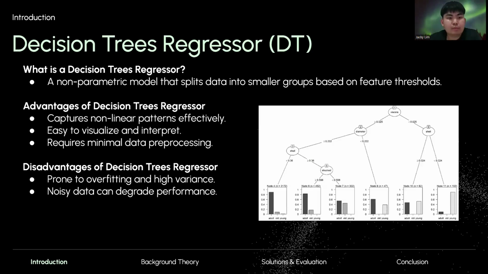Next, the decision tree regressor is a non-parametric model that splits the data into smaller groups based on feature values. The advantage is that it can learn complex nonlinear patterns and is very easy to visualize. It also doesn't need much data preparation. But the disadvantage is that it can overfit easily, especially when the data is noisy.